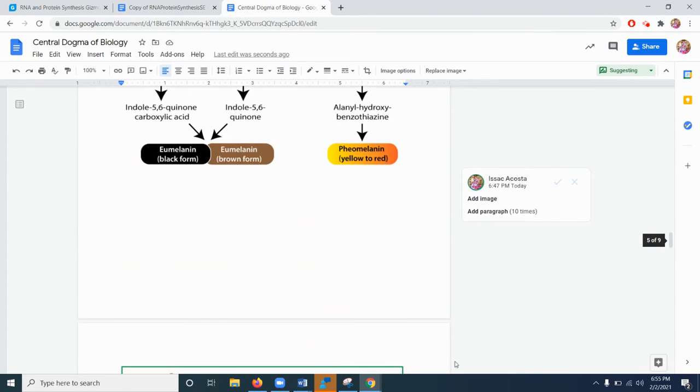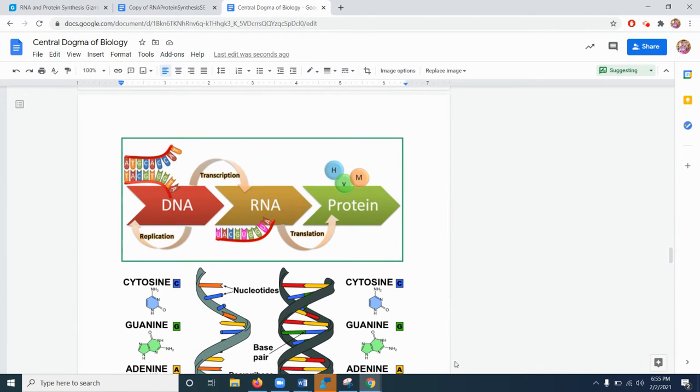So let me look up here. This is the central dogma of biology. The ultimate truth, the most important concept is that DNA is transcribed to RNA and RNA makes proteins. And proteins are responsible for most of the functions that occur in living organisms. So it's a very important concept to understand.